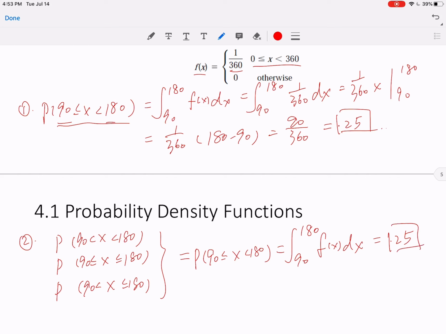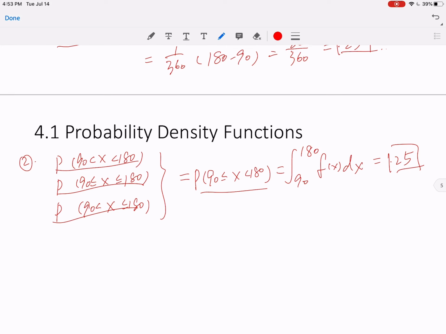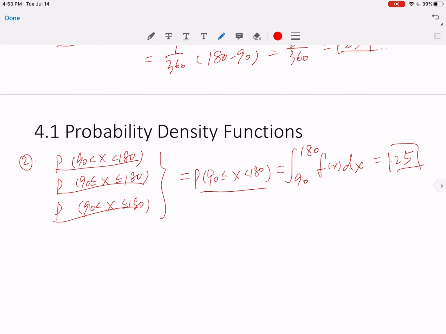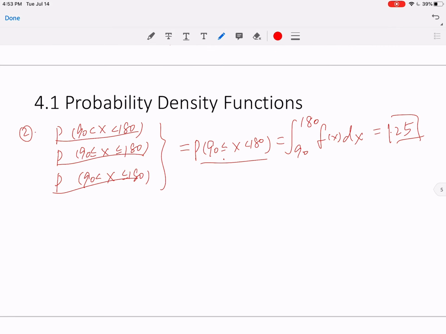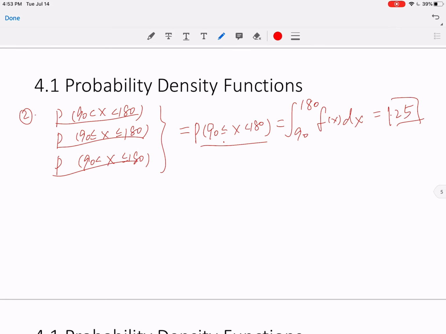So those 4, 1, 2, 3, 4, those 4 probabilities are completely equal to each other for a continuous random variable, because once again the probability of a single point of a random variable is always equal to 0. So we don't have to worry about if we have the equal sign here or not, because it wouldn't change anything. All right, number 3.